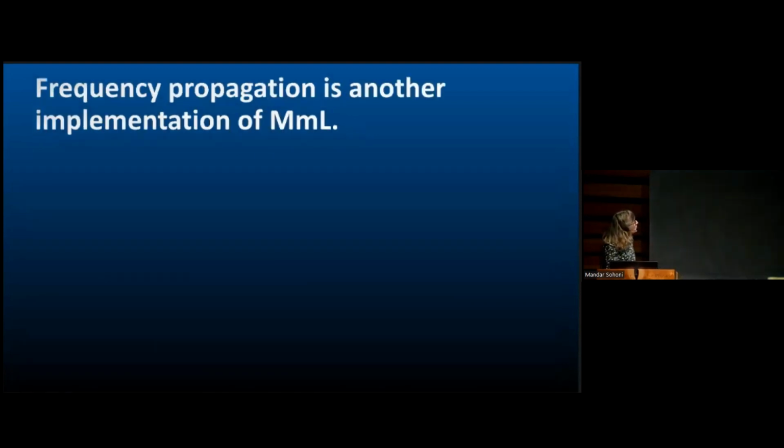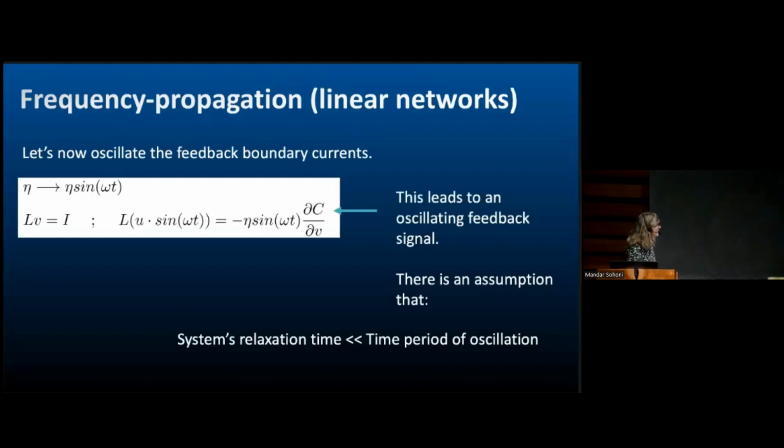Okay. So as I mentioned, frequency propagation is another implementation of multi-mechanism learning, again where we do not need two copies. So now what we do is oscillate in time the feedback boundary currents. So here is our aimed sinusoidal wave function, and this leads to an oscillating feedback signal now. There's an assumption here that the system's relaxation time is much less than the time period of the oscillation of this oscillatory feedback current. And so why would we do this?